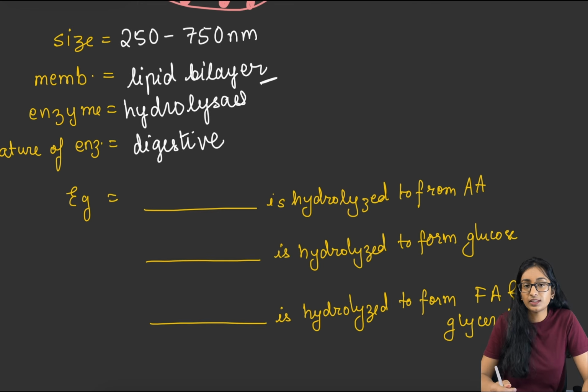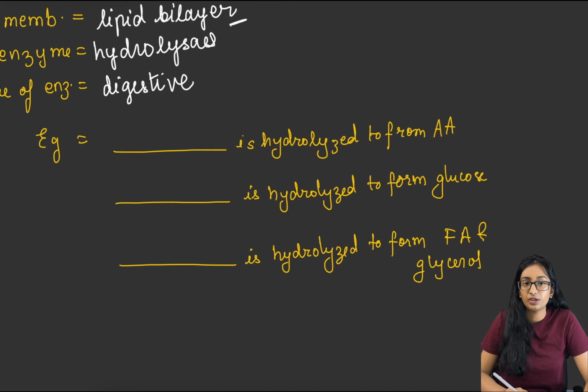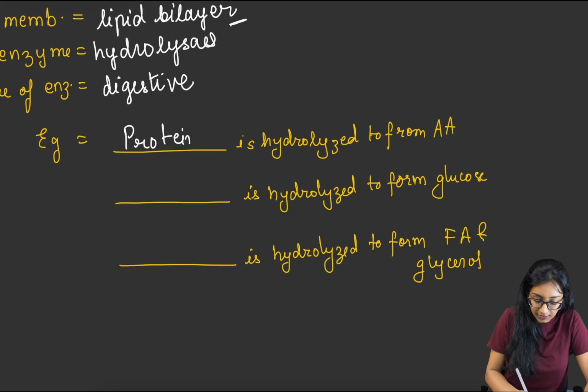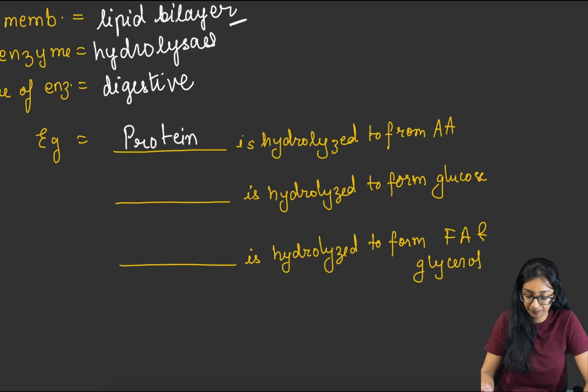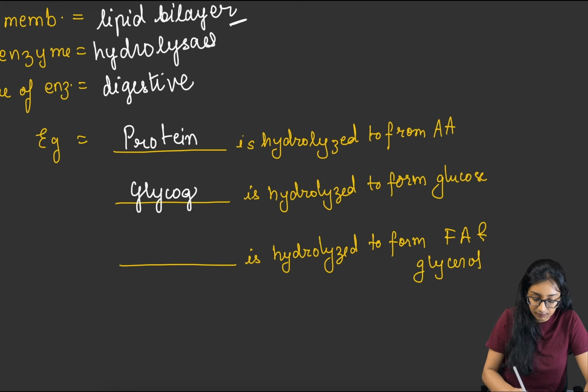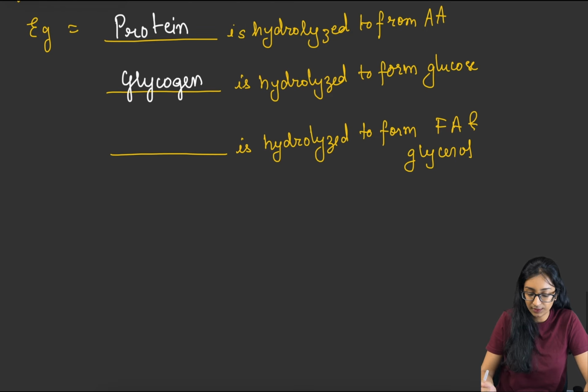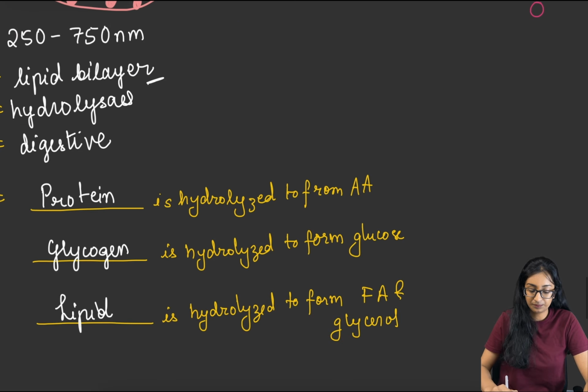They eat unwanted matter like bacteria, also eat food particles, and even damaged structures. They are capable of splitting organic compounds into 2 or more parts. For example, here, protein is hydrolyzed to form amino acids, glycogen is hydrolyzed to form glucose, and lipids are hydrolyzed to form fatty acids and glycerol.